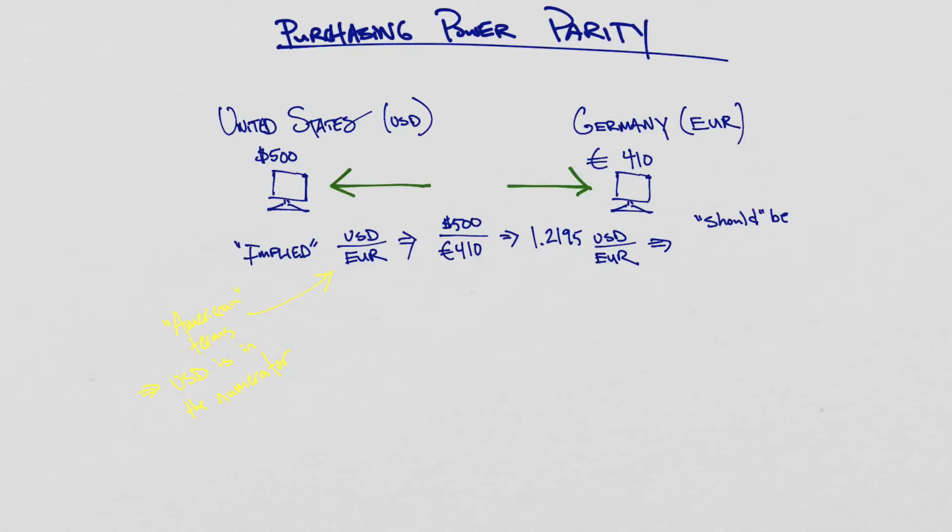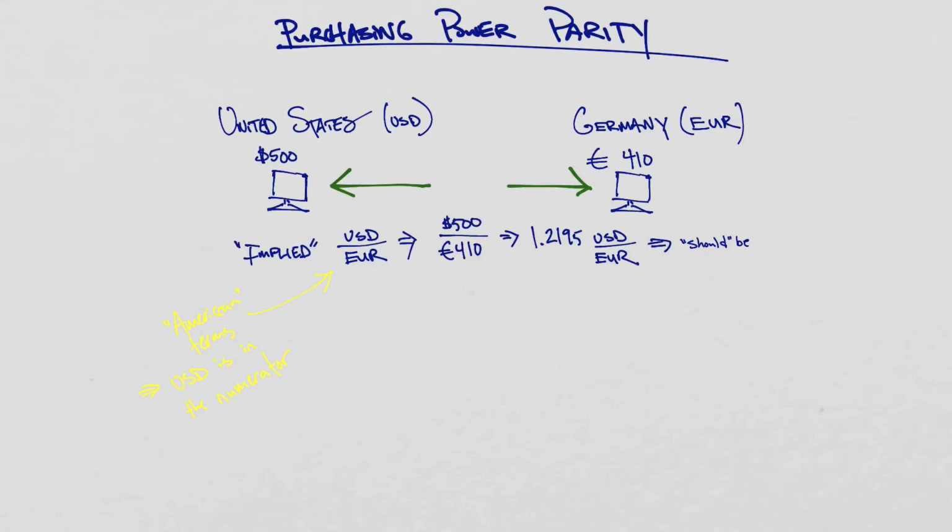That is, since the price of a good should be the same in one country versus another, then if we take the ratio of those two prices, we should get a sense of the ratio of the value of the currency between the two countries.